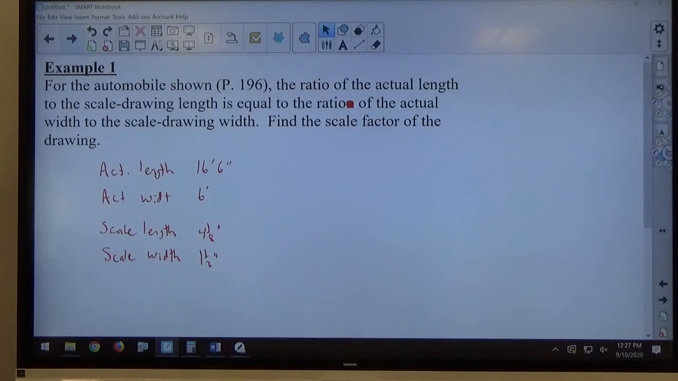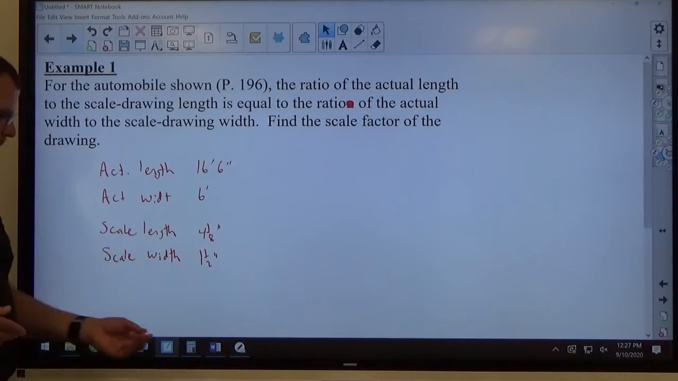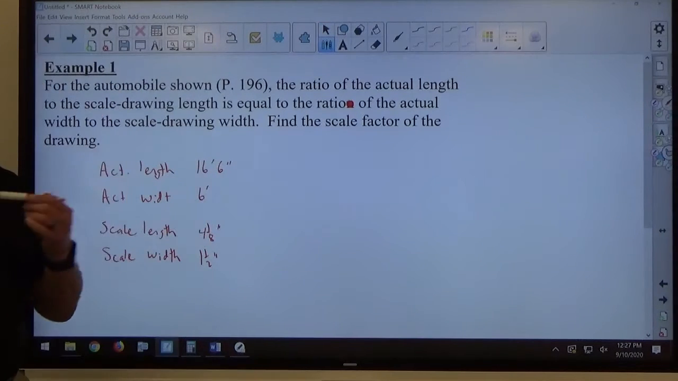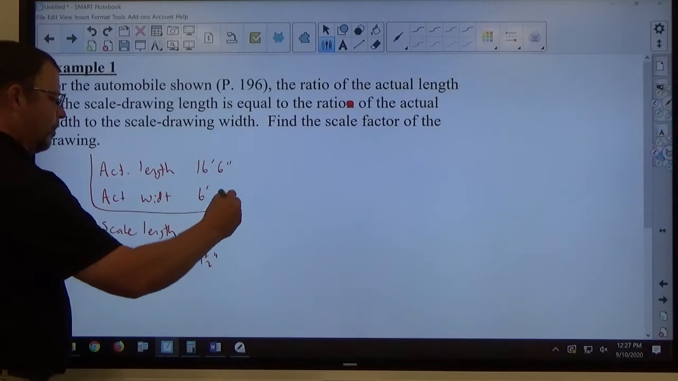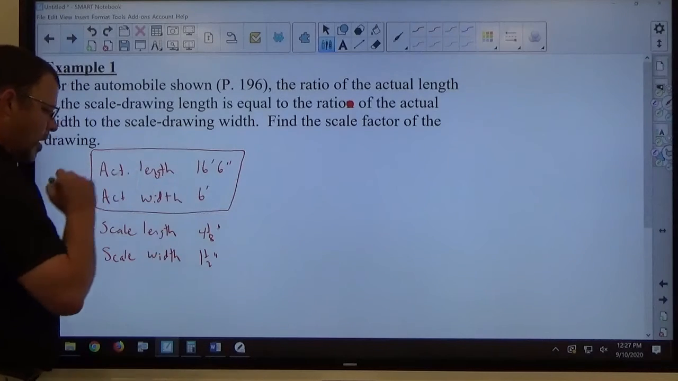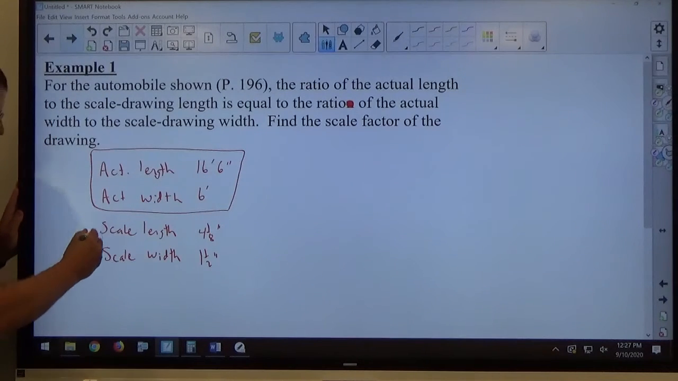It says find the scale factor of the drawing. Okay, so scale factor is if you have picture 1 versus picture 2, big versus small, whatever. In this case we have the big car units, which is the actual length and width. And we have the small, which is the scale length and width.